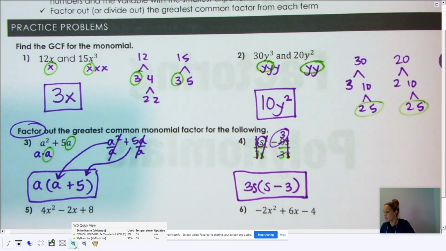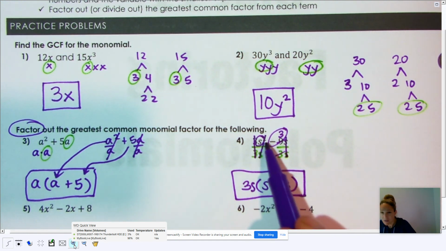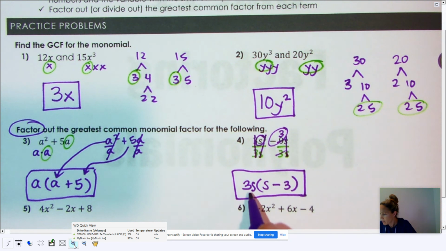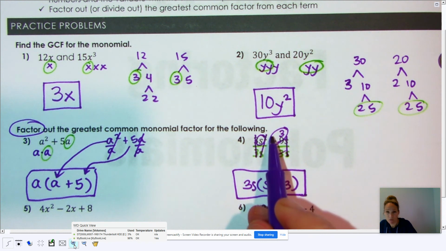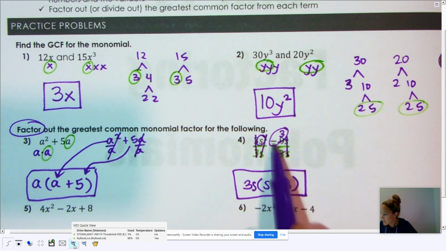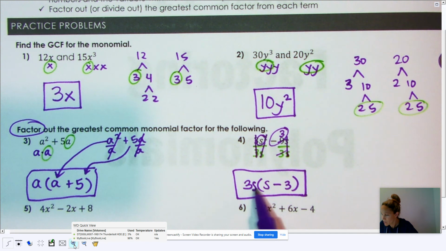Okay, you can also ask yourself, if I have 3S squared, and I'm pulling out the 3S, what do I multiply 3S by to get 3S squared? Well, just one more S. If I have negative 9S and I had 3S right here, what do I multiply 3S by to get a negative 9S? Well, it would just be a negative 3.